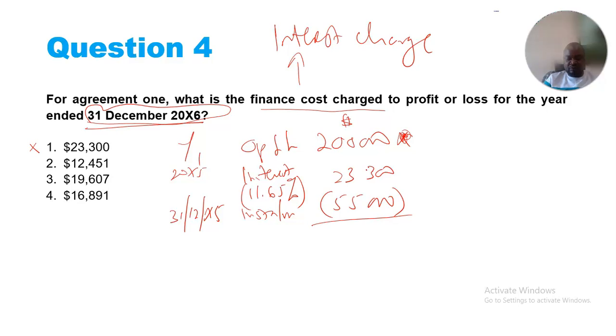It had increased to 223,300, minus 55,000. So we arrived at 168,300. Now we apply interest again. We apply interest on this, and this is the interest which is required for our answer. 11.65% of 168,300.